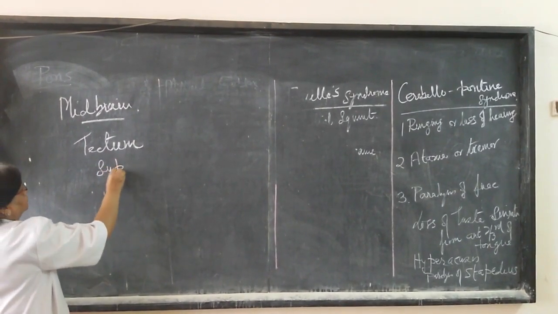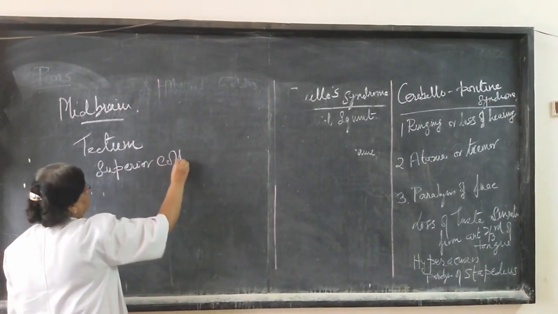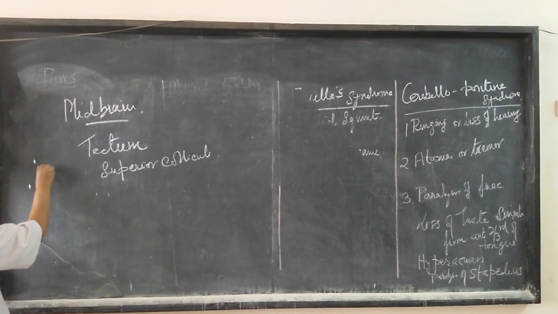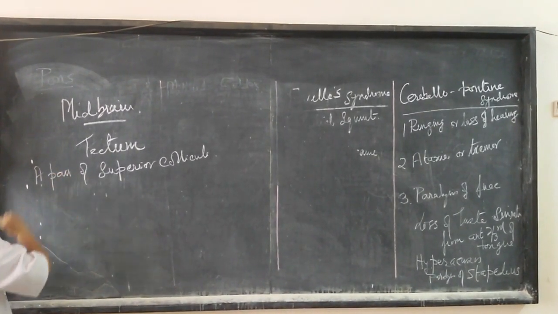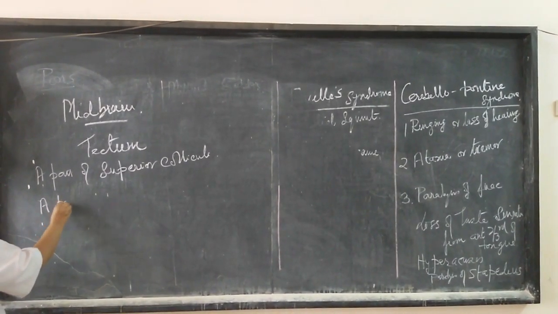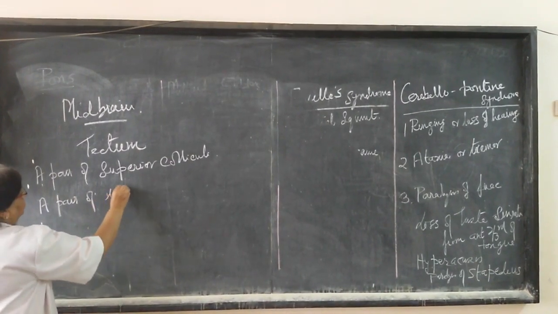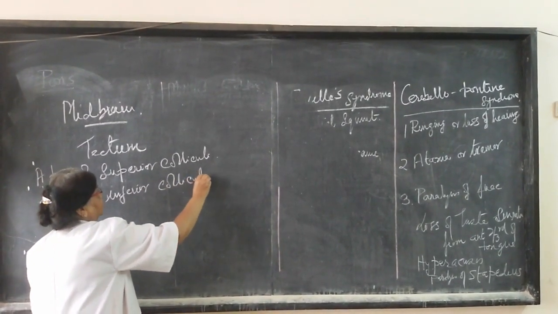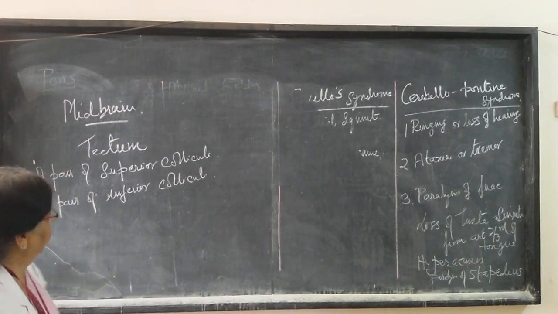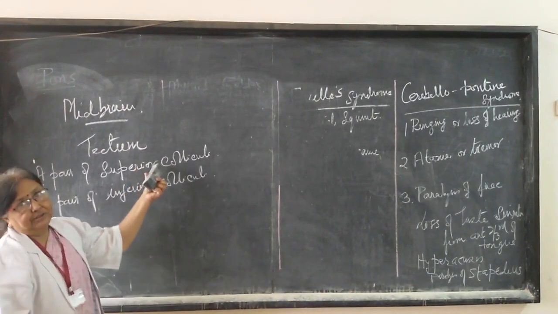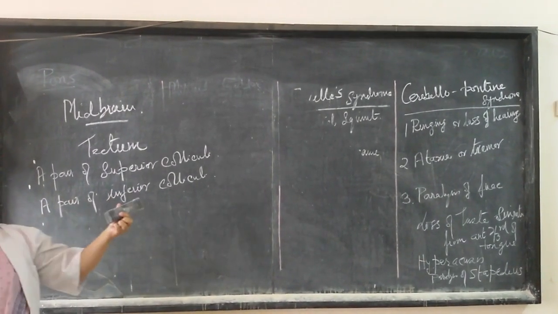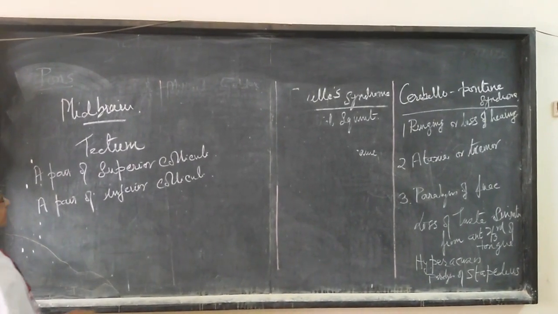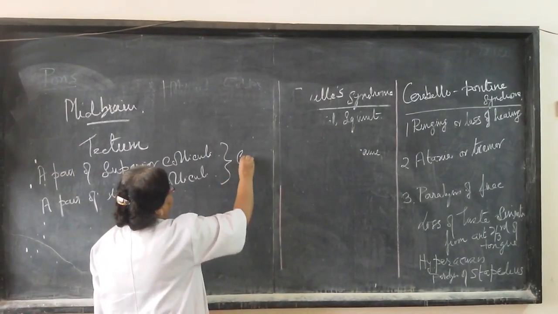A pair of superior colliculi and a pair of inferior colliculi. Four elevations are there, and they are separated from each other by a cruciform sulcus, and the four elevations collectively are known as corpora quadrigemina.